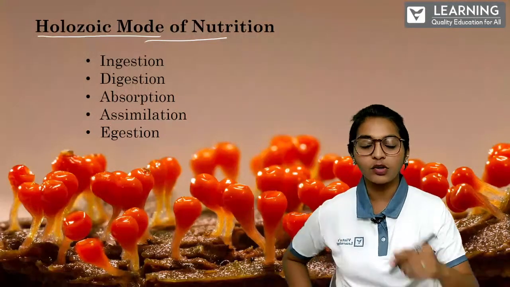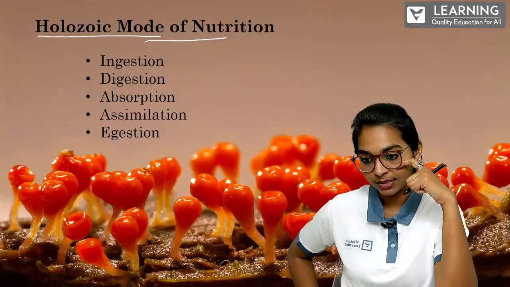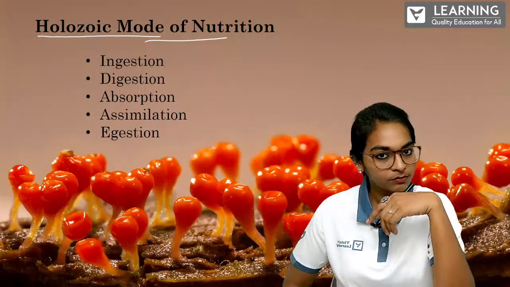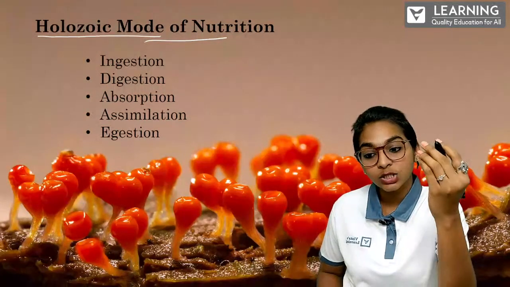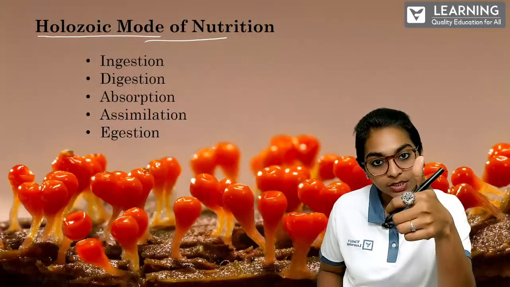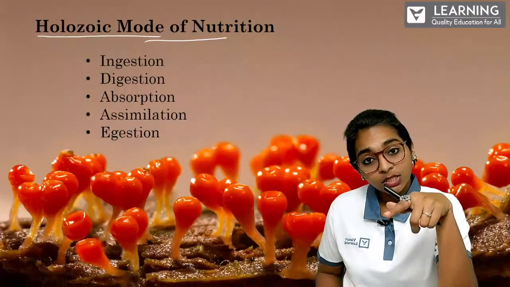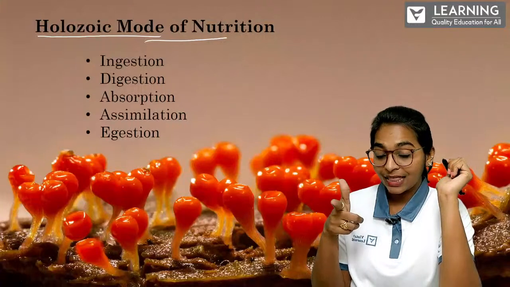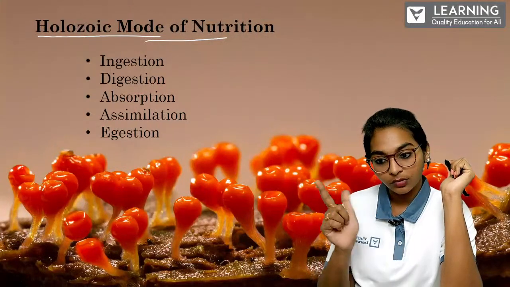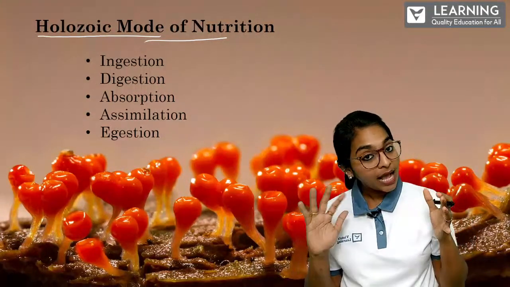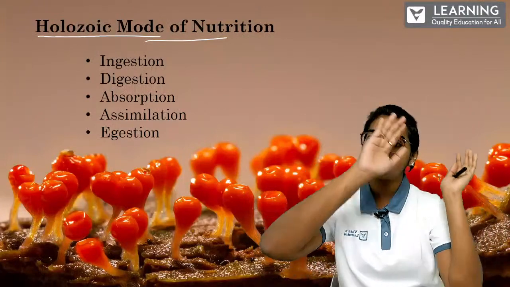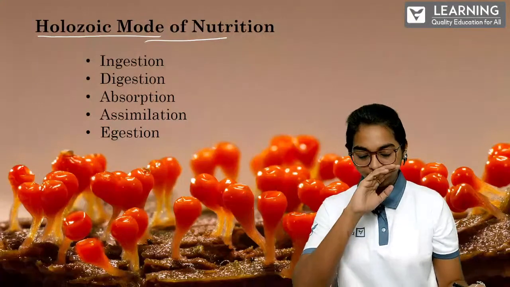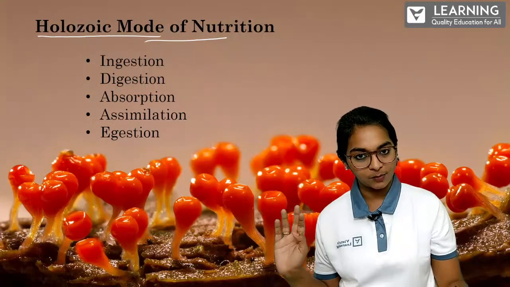When we go deep one by one, it is vast, but just have this in mind. For example, if you get holozoic mode of nutrition for 2 marks, you just have to write all these 5 steps. Ingestion, digestion, absorption, assimilation, ejection. Ingestion is a process by which an organism takes food into its body. Digestion is where it gets broken down. Absorption is where it gets absorbed. Assimilation is where it is passed on to all the parts of the body. Last, ejection, where waste is expelled outside the body.